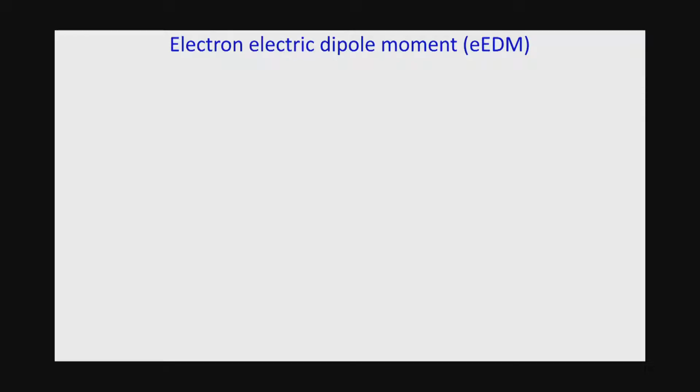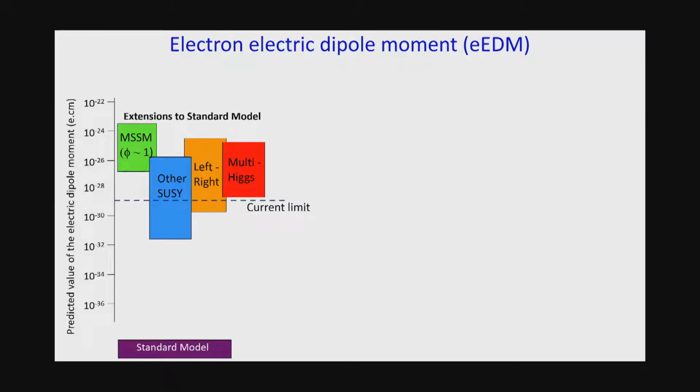Here, this plot shows the predicted value of the electron's electric dipole moment according to various theories. In the standard model, the predicted value is extremely tiny, whereas most theories that extend the standard model predict much, much larger values. The green and blue boxes here, for example, are various flavors of supersymmetry. And the current limit has been set by the ACME collaboration using a beam of thorium oxide molecules, and is shown by this dashed line here. Everything above the line is excluded.